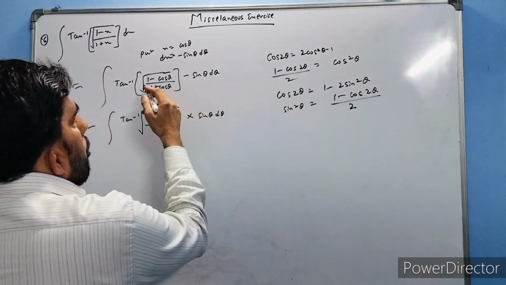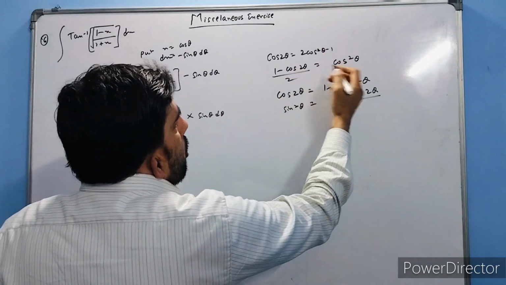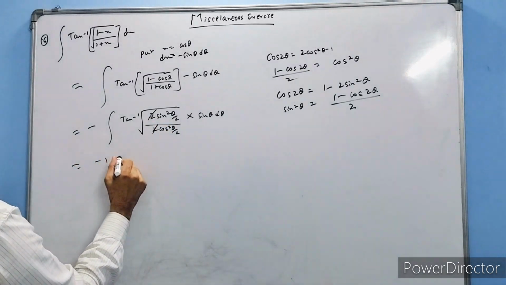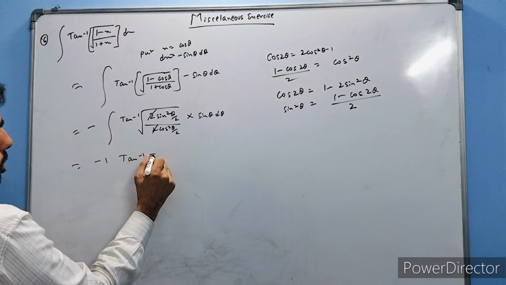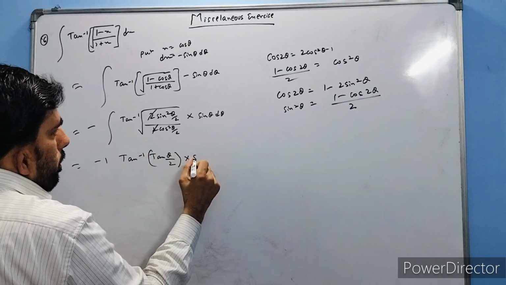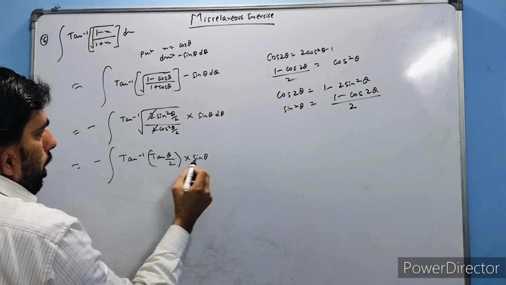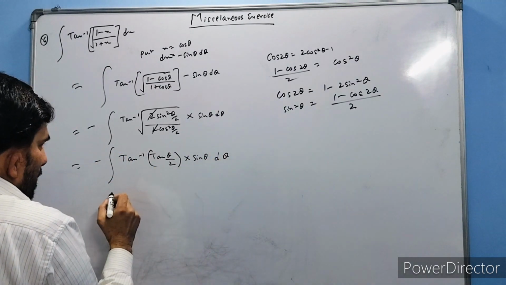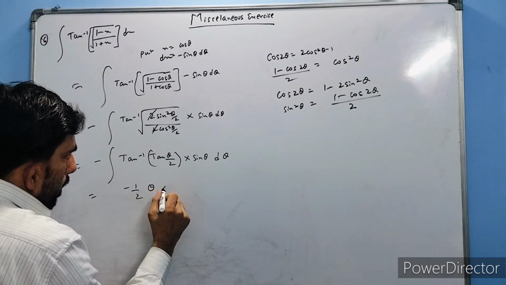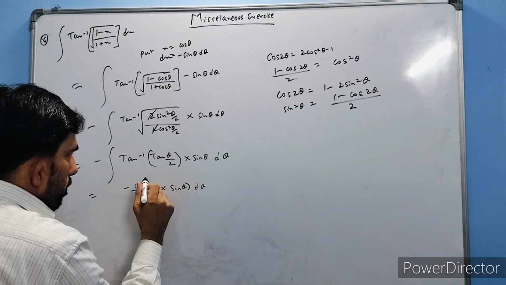What we have done, 1 minus cos theta I have reduced by 2 and multiplied 2 there. So I got this. Now I got tan inverse tan theta by 2 into sin theta, minus 1 we have. So now we're left with minus half theta into sin theta d theta.